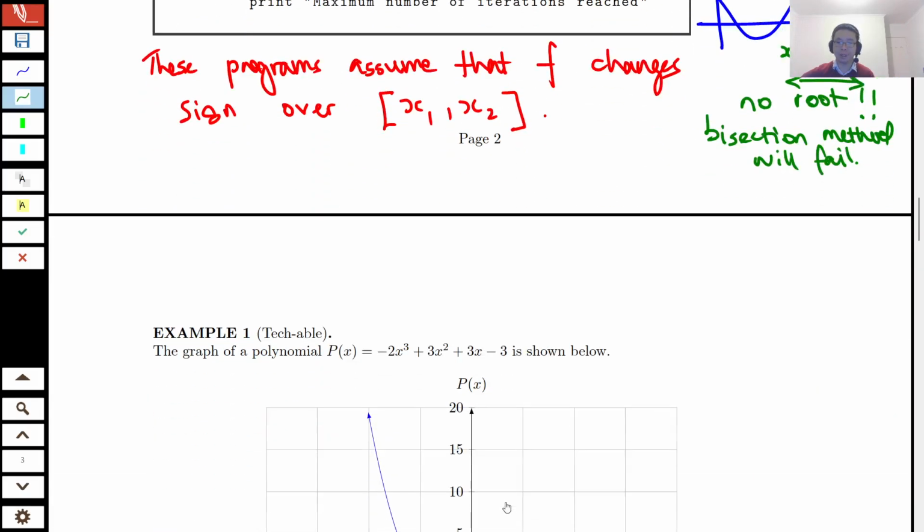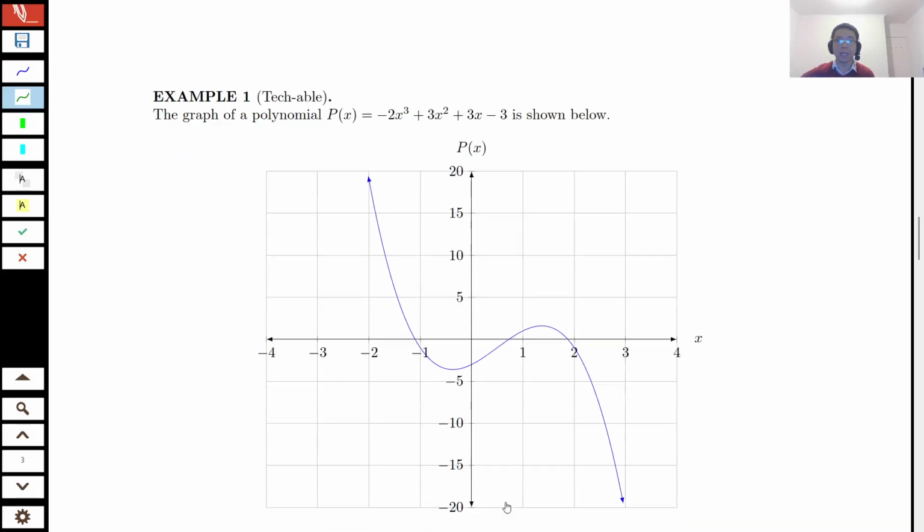Okay, so this is something that is relevant for your tests now that I've hopefully given you a conceptual grounding of the bisection method. Let's now turn our attention to actually doing a calculation. So here's a polynomial. It is, after all, a chapter on polynomials. Here's the rule here. And you'll notice that if I do a quick graph sketch, which you're allowed to do because this is a tech-able question, there's 3 roots.